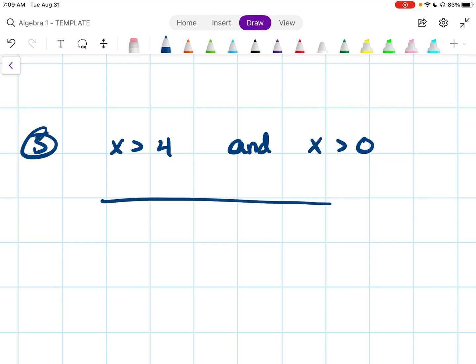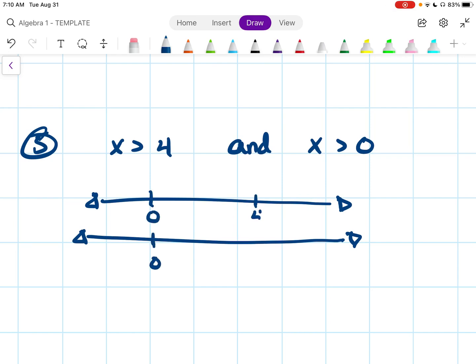So what I'm going to do, just for illustration purposes, I'm going to draw them both separately. Here we'll have 0, and here we'll put 4. I'll do this one in orange. So I'm going to have an open circle on 4, and it's going to be shaded to the right. Right, x is larger than 4. I'll do this one in green, open circle on 0, and I'm also shading to the right.